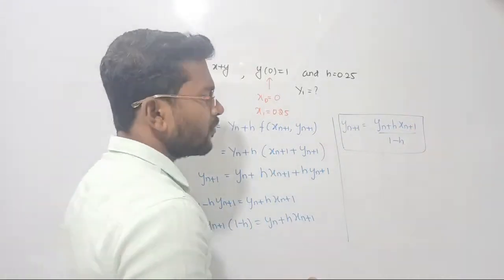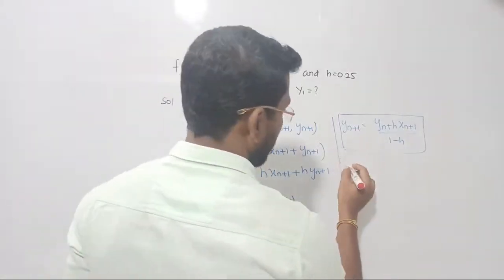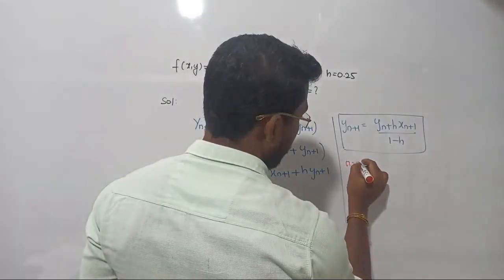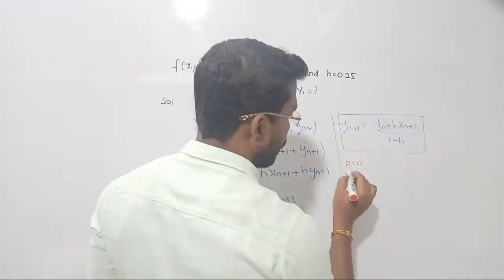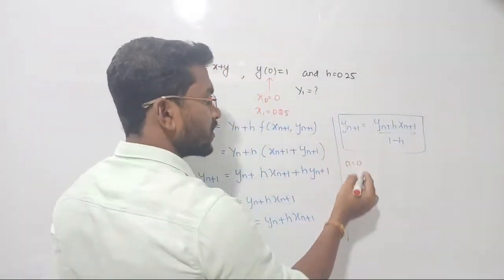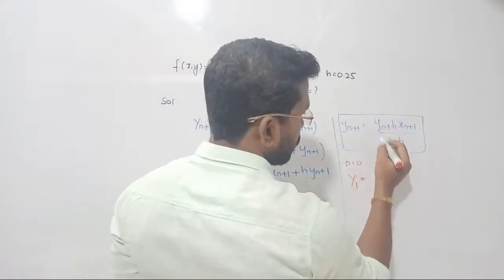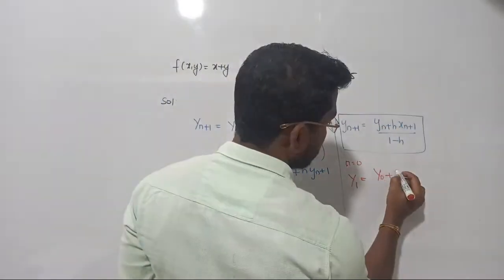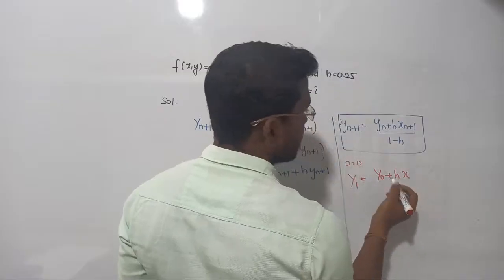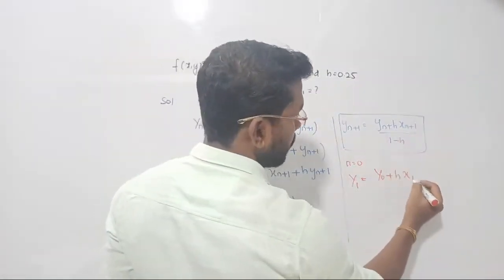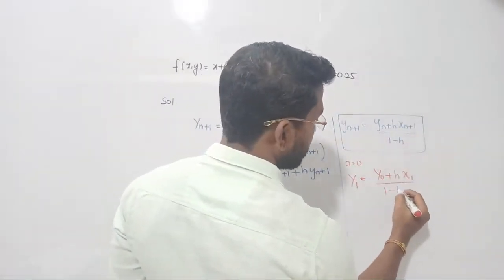What about y1? We have to find that one. Let me consider n equal to 0 once again because I am in need of y1. If I replace n equal to 0, 0 plus 1 will automatically become y1. So y1 should be equal to y0 plus step size h into x, with n equal to 0, 0 plus 1 becomes x1, upon 1 minus step size.